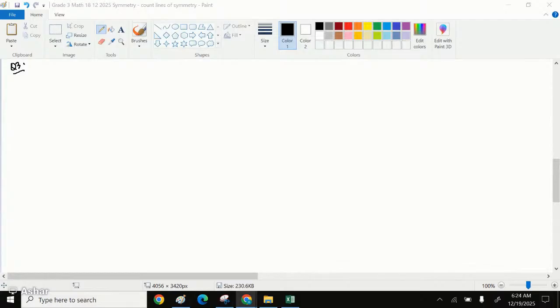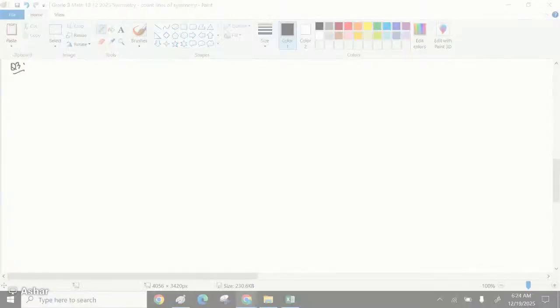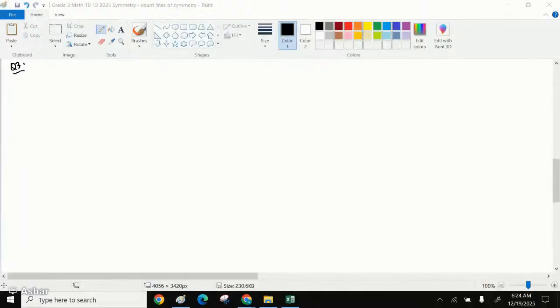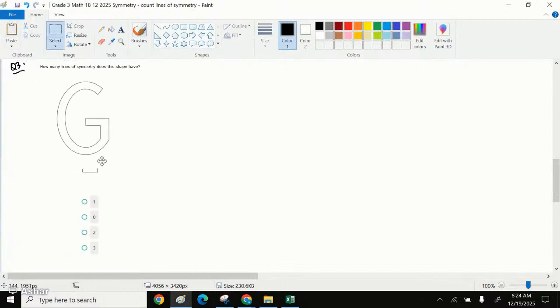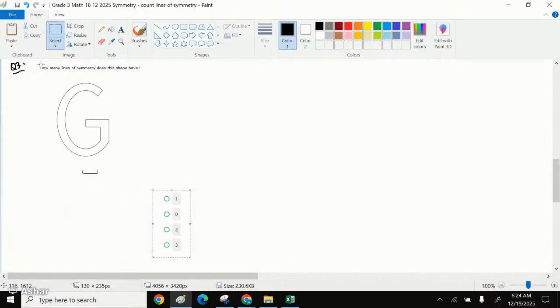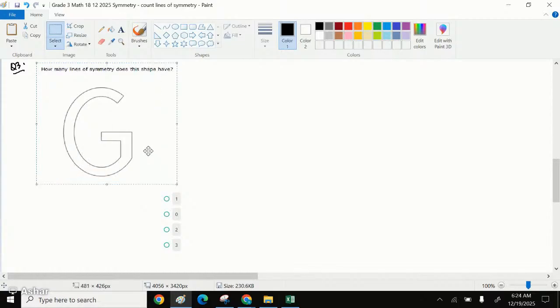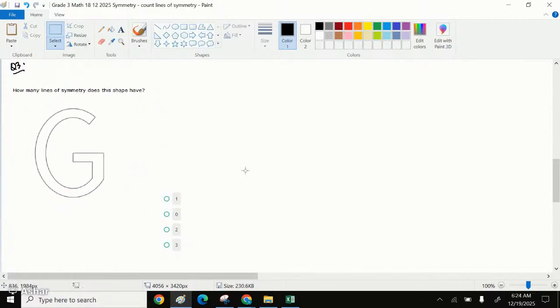The question on our screen says we have an alphabet that is G. Okay, the alphabet is G. Let's see if this alphabet has some lines of symmetry. So we can put it on the side. We can say that this was the question given to us. Let's make a few copies.